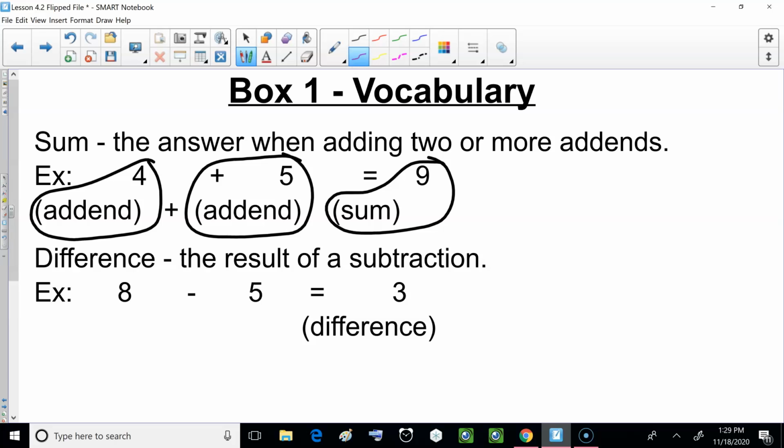The next word you'll see is difference. It's the result of a subtraction. So say, what is the difference of the length of the squares? They're not asking which square is bigger. They're actually looking for you to do some subtraction. So we have 8 minus 5. The difference would equal 3. You can pause the video right now and add those words to your vocabulary notes.